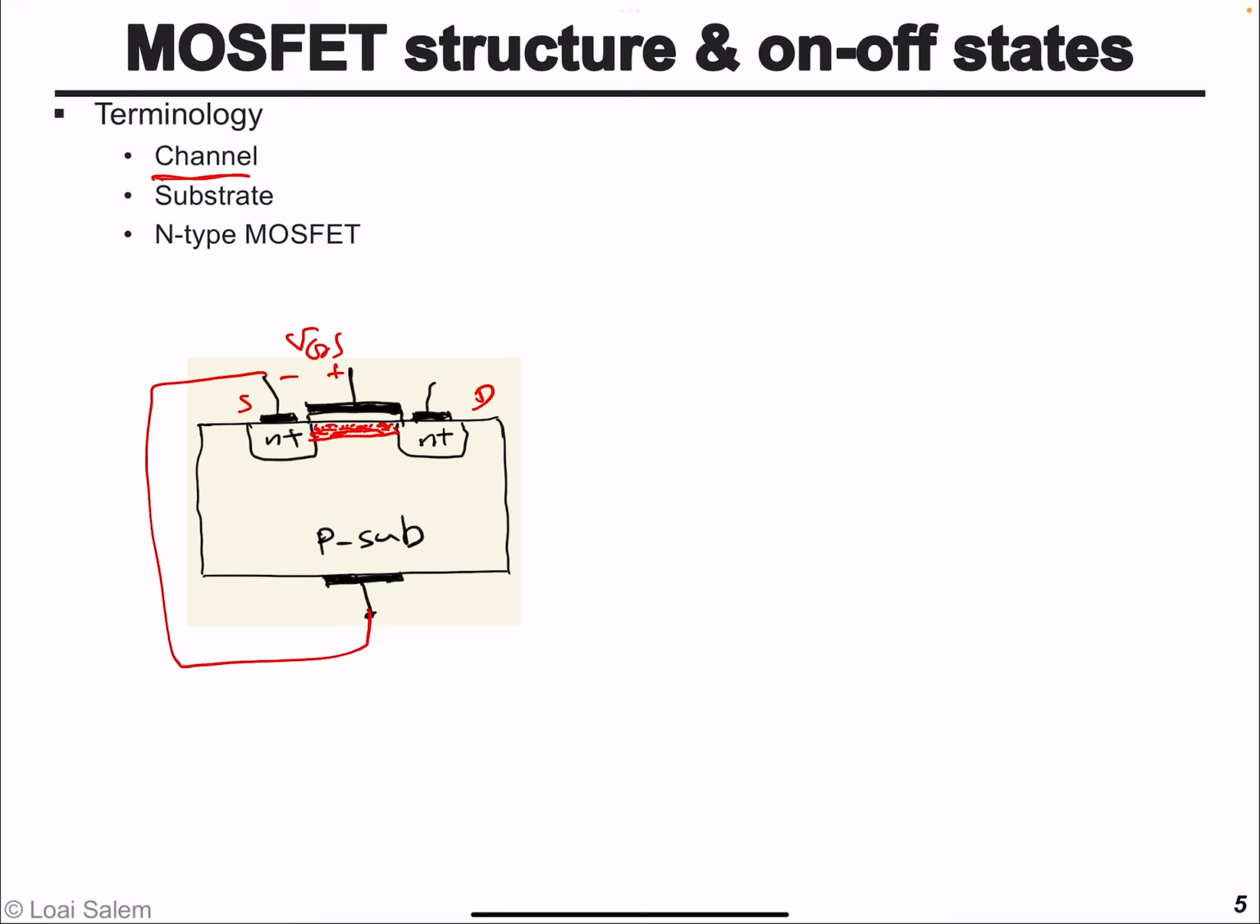And in this case, since we are relying on electrons for causing the conduction of the channel, it is called an N-type channel, or N-type MOSFET, and we can just call it NMOS instead of N-channel MOSFET. We can just call it NMOS for short. And of course, this is called the substrate.